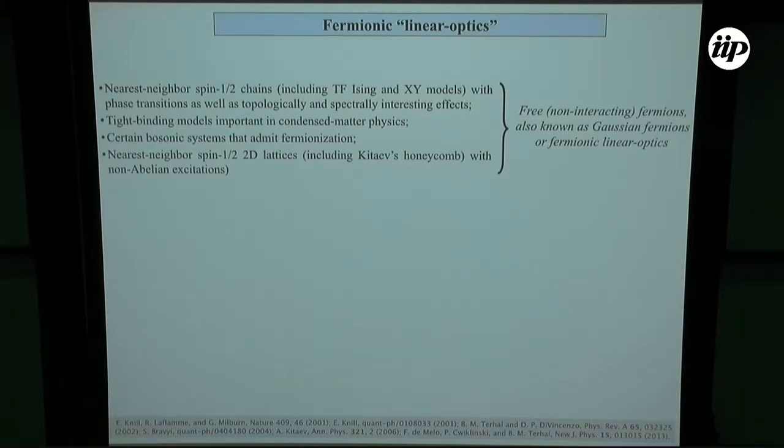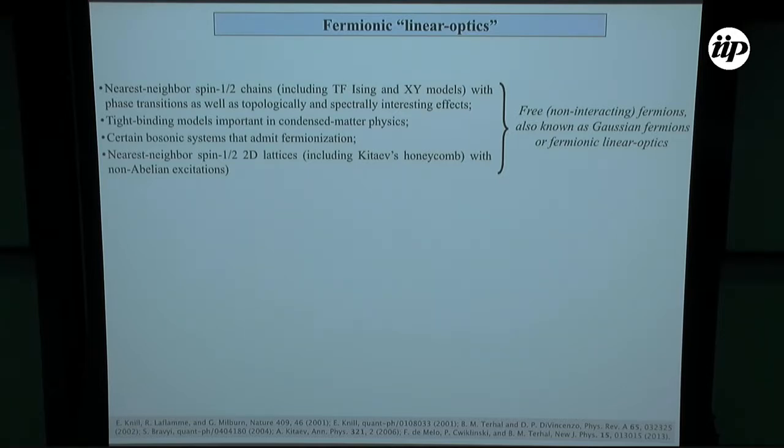Linear optics is something that we know from photons, and now we use this language for fermions. It's a class of systems that include many important physical models that are under experimental investigation nowadays with quantum simulation technologies. For instance, many spin 1/2 chains with nearest neighbor interactions, including, of course, the XY model and the Ising model that were mentioned today, belong to this class.